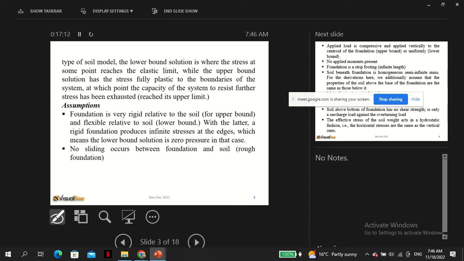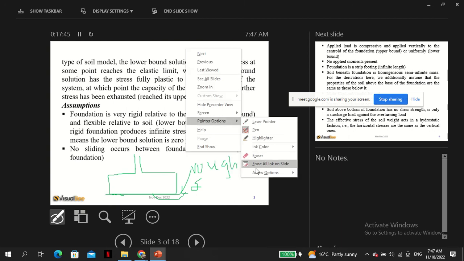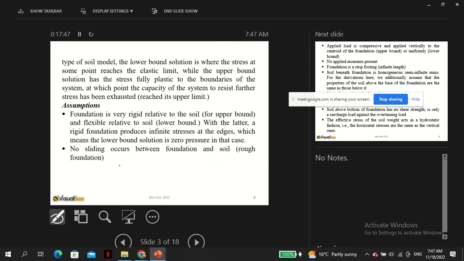So number 2, no sliding occurs between foundation and the soil. So the foundation is rough. So the coefficient of friction here between the soil and the foundation, there is some roughness, so this edge here is rough, so that there is some friction between the soil and the foundation. So that's the point.